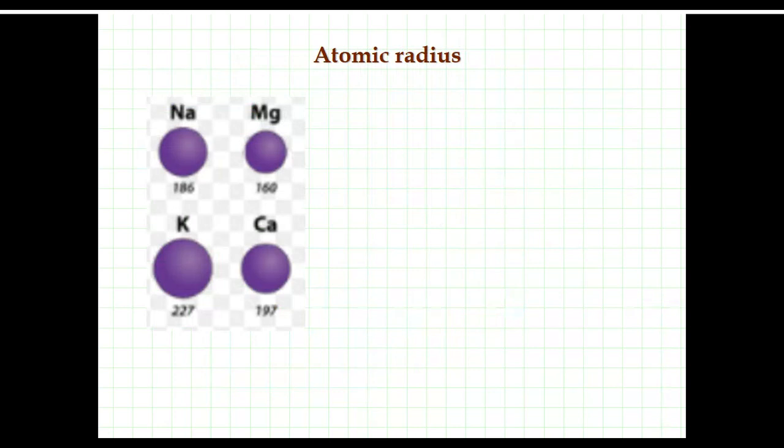All right, atomic radius. I know the picture's a little bit blurry, but we're looking at sizes. So sodium is bigger than magnesium, even though magnesium has more mass. And the reason is this. These guys both have 3 energy levels of electrons. Sodium has 11 protons in the nucleus pulling on those 3 energy levels, whereas magnesium has 12 protons pulling on 3 energy levels of electrons.